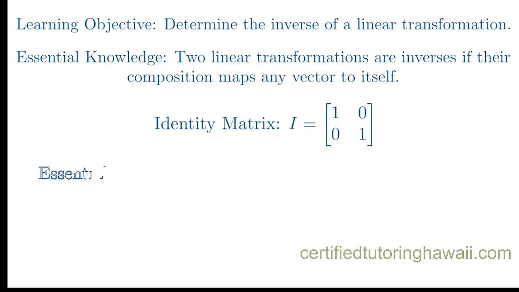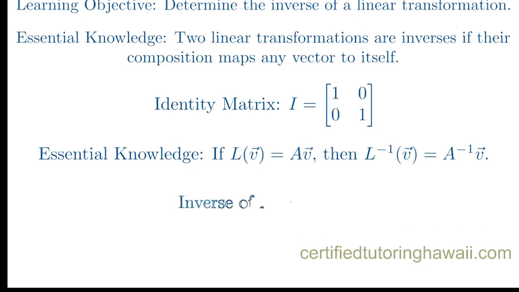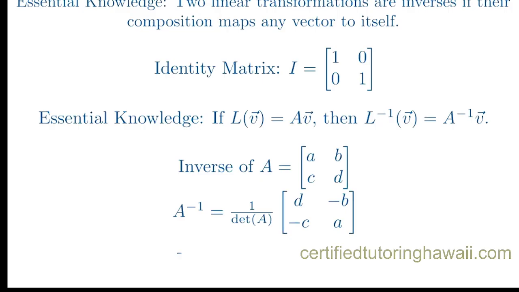This leads us to our second essential knowledge point. If a transformation is given by A times v, then its inverse transformation is given by A inverse times v, where A inverse is the inverse of the matrix A. So, to find the inverse transformation, we just need to find the inverse of the matrix. For a 2x2 matrix A, there's a simple formula, provided the determinant is not 0. The inverse of A is 1 over the determinant of A, times the matrix you get by swapping the main diagonal elements, a and d, and negating the off-diagonal elements, b and c. Remember, this only works if the determinant is not 0. If the determinant is 0, the transformation is not reversible, and no inverse matrix exists.